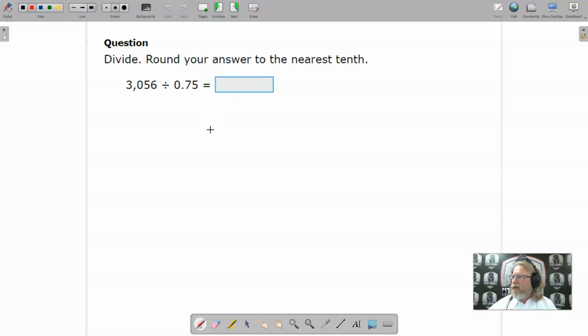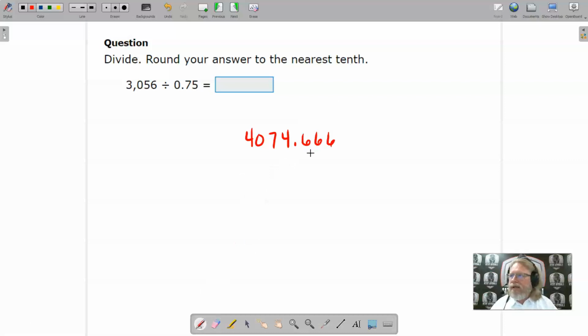On the next one here, let's do 3056. We're going to divide that by 0.75. And the result of that is 4074.666, a repeating 6. I'll leave that there, repeating 6. We'll leave it at that.